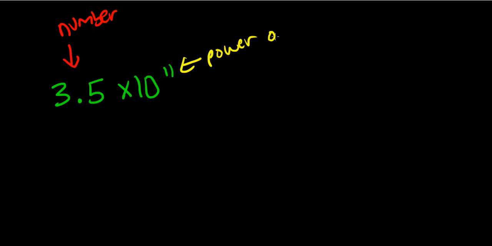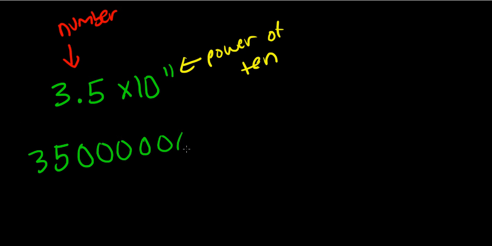Scientific notation such as this, 3.5 times 10 to the 11th power, helps write numbers in a smaller, more understandable form, instead of having to write out 3, 5 with 11 zeros behind it, which would take a much longer time.